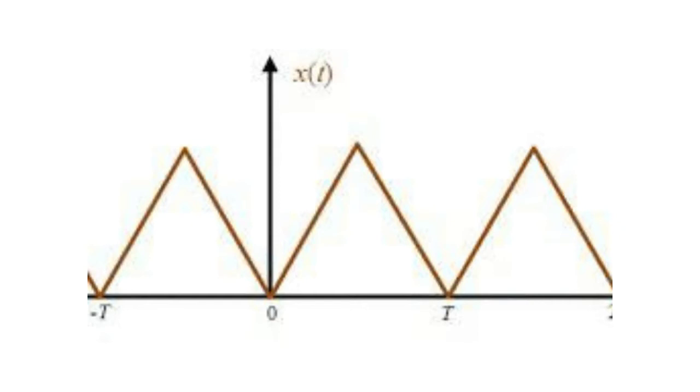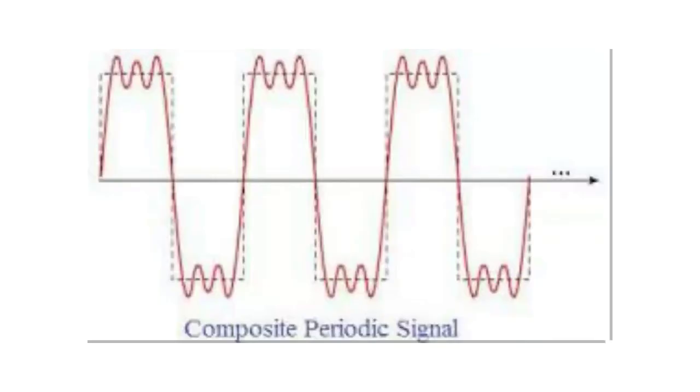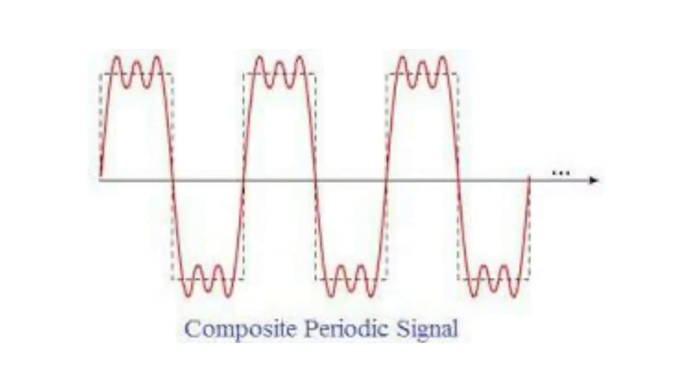A triangular signal. Here the period of the signal is capital T. So the signal will repeat for time equal to T, 2T, 3T, minus T, minus 2T, minus 3T, and so on. This is another example for a periodic signal. This signal will repeat itself after a regular interval of time. This is called a composite periodic signal.